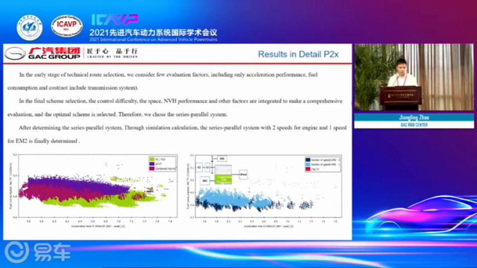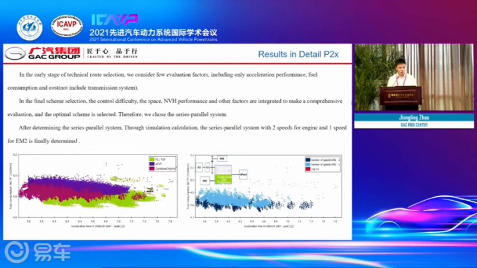In the early stage of the technical route selection, we consider a few evaluation factors, including only acceleration performance, fuel consumption, and costs. In the final scheme selection, the control difficulty, the space, the NVH performance, and other factors are integrated to make a comprehensive evaluation, and the optimal scheme is selected. Therefore, we choose the series parallel hybrid system scheme.